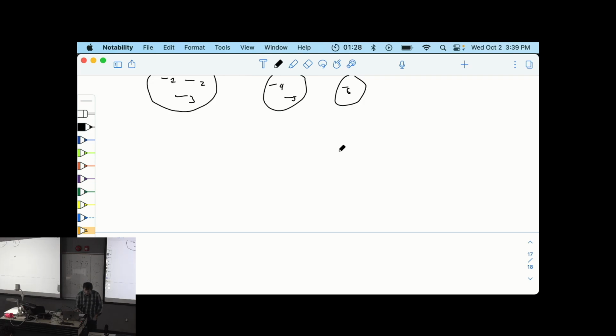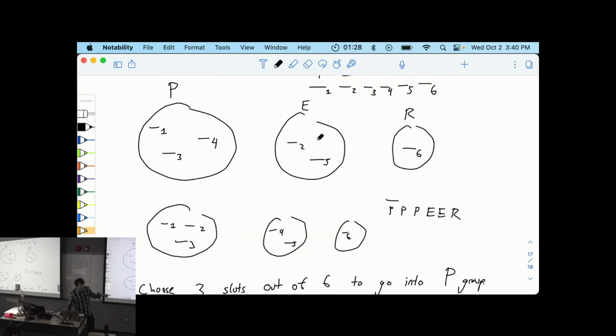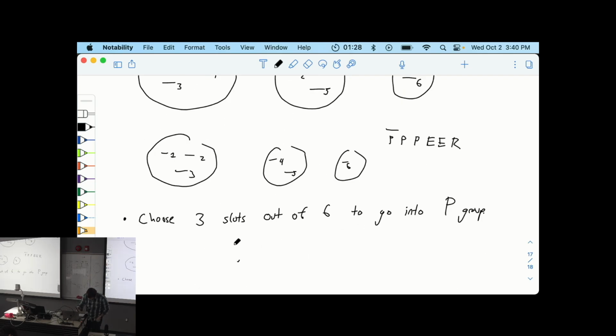The first thing I'm going to do is choose. I'm going to do it in 2 steps. So first I'm going to choose 3 slots out of 6 to go into the P group. So what I could do is I'm taking these 6 slots, I'm distributing them however I want. I'm going to fill up the P's first. And how many ways are there to do this? This is where it's 6 choose 3.